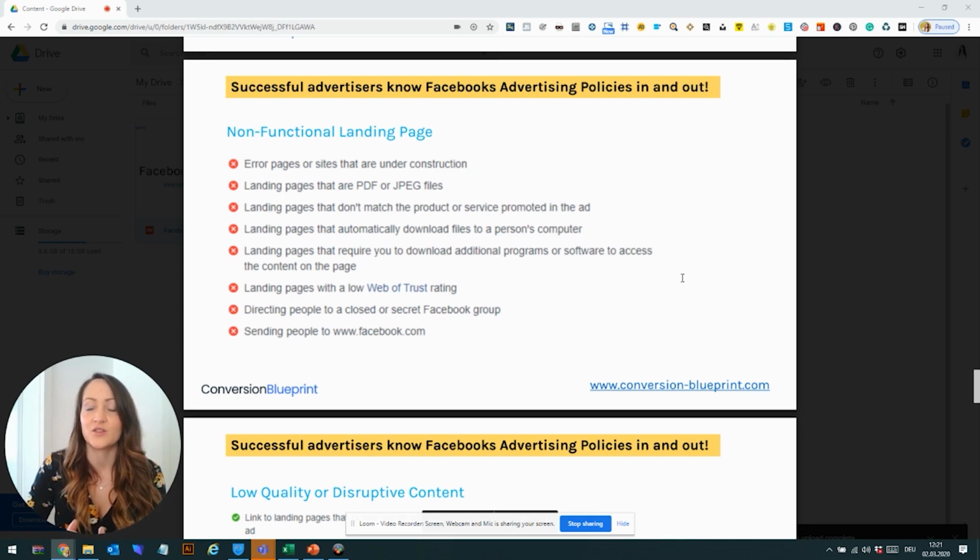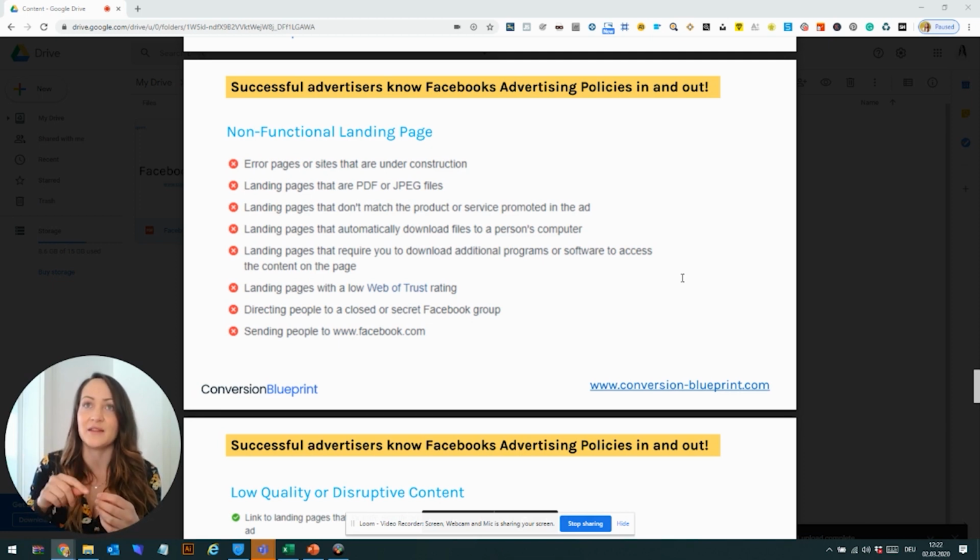Landing pages that don't match the product or service promoted in the ad. In the best case scenario, your landing page looks exactly like the ad. So it reflects the image that is used in the ad, the tonality, and everything goes hand in hand. The landing page should not automatically download a file onto the person's computer. Make sure that, for example, when you create an ad with a lead magnet, the ad does not lead directly to a download.